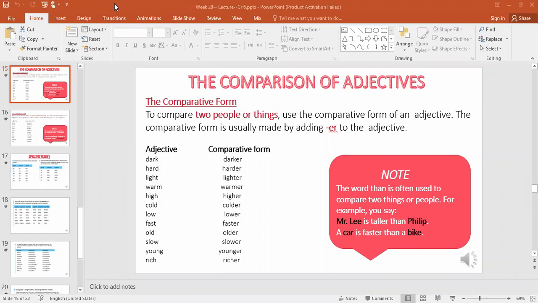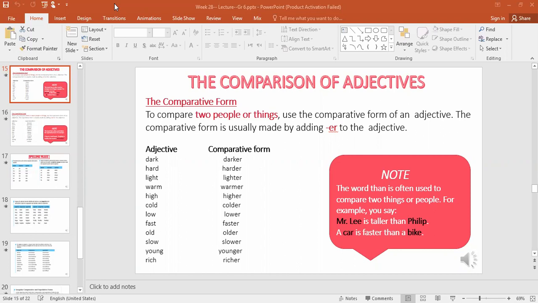What do I mean by adding er? It means you add er to the adjective. Dark, darker, hard, harder, light, lighter, warm, warmer, high, higher, cold, colder, low, lower, fast, faster, old, older, slow, slower, young, younger, rich, richer. Okay, so these are examples, not more. So by adding er to the adjective.